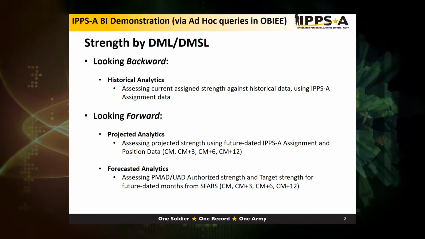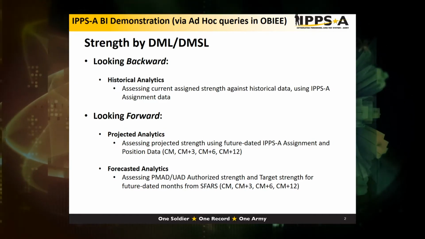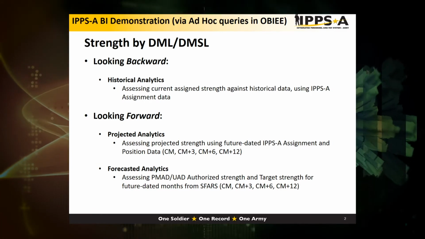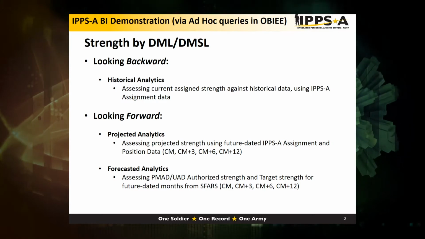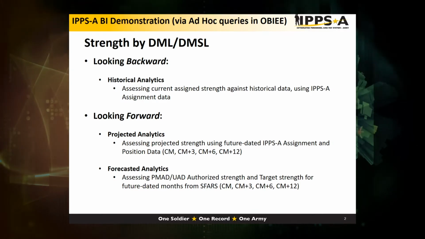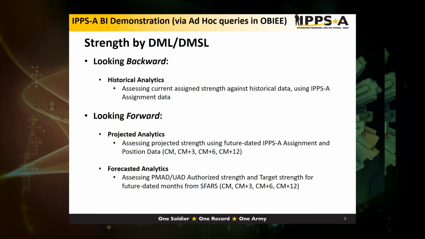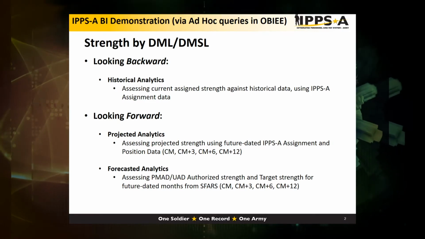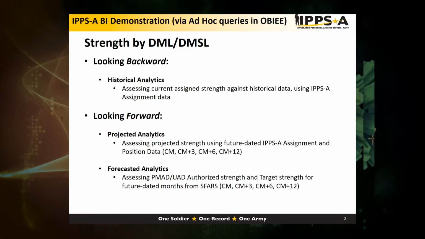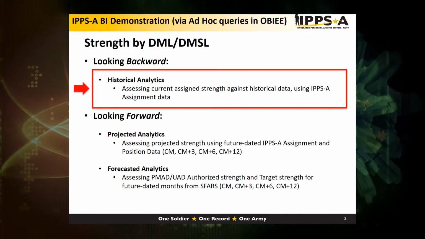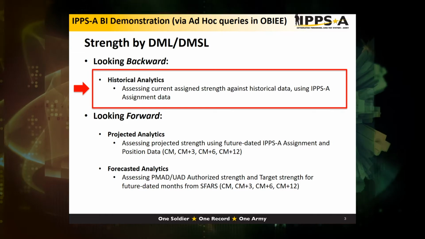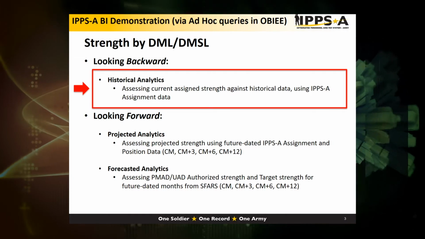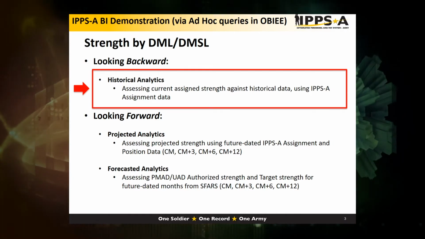And similar to before when we used a hierarchy, we had three different ways of looking at the data. We had looking backwards, doing historical analytics using the snapshots in the data warehouse. And then we had multiple ways of looking forward. The different ways of looking forward, which will be in the subsequent demos, are going to be projected analytics using future data assignments or future data positions, or forecasted analytics where we're using the forecasted values that come from the SFARS data. But we're not doing the looking forward demo today, or I should say in this video, we're doing the historical analytics. So we'll be looking backwards across the snapshot data using the assignment records from previous snapshots.